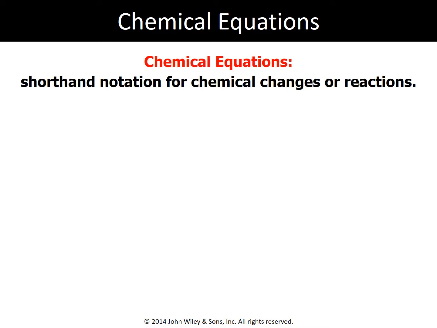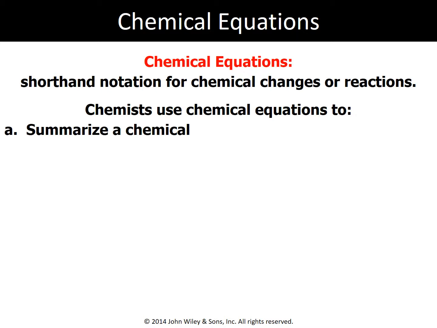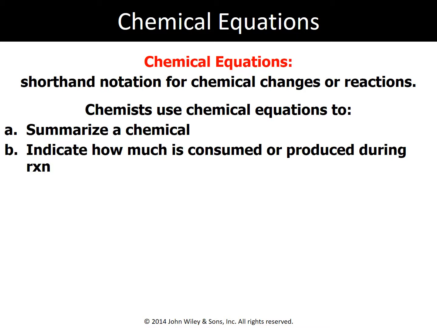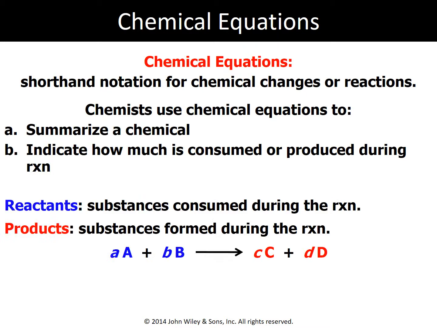In order for us to understand how chemical equations are written, we need to know the shorthand we use. This is going to be a way for us to summarize a reaction and understand how much or which compounds are consumed or produced. So let's talk about how these reactions are set up.